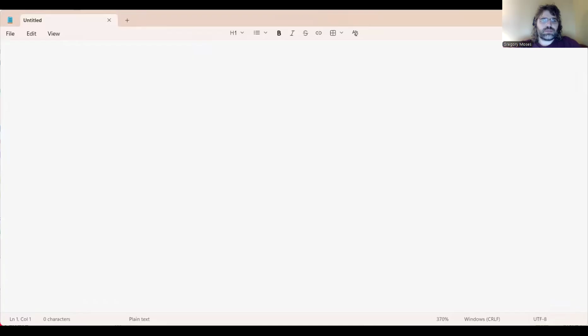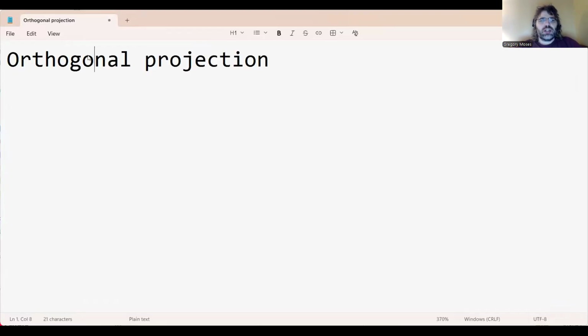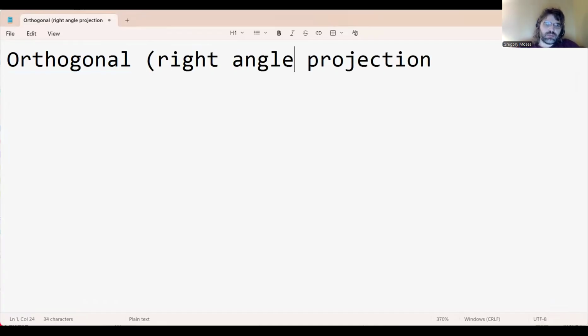And I say projection. I really should be saying orthogonal projection. So orthogonal means at a right angle, a right angle projection. And the idea is this.